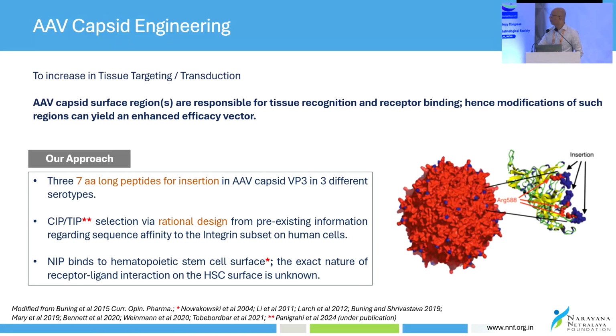And the next one, we would want to give an example of capsid engineering to improve the transduction efficiency. Here what we have done is we used a rational design approach.